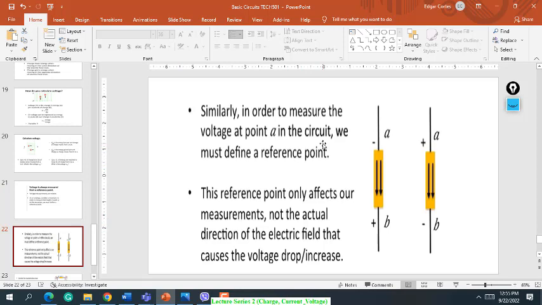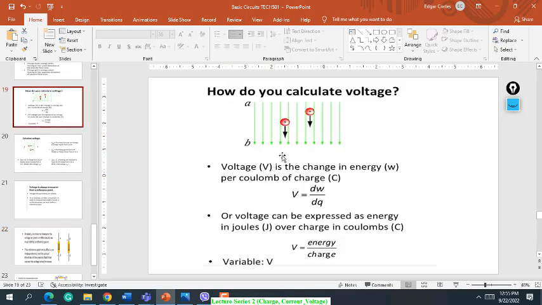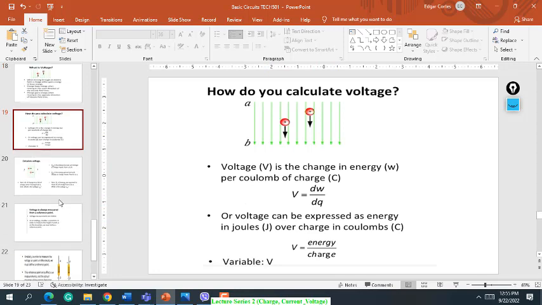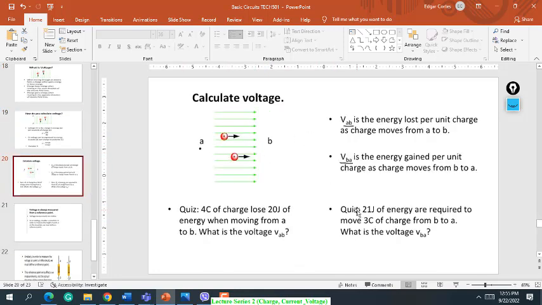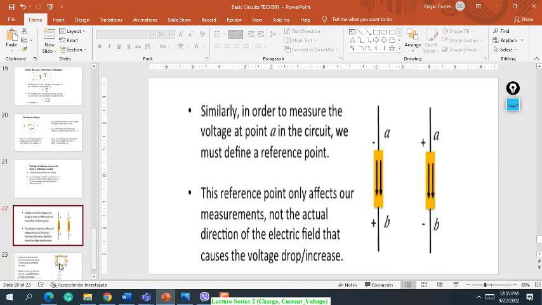Similarly, in order to measure the voltage at point A in a circuit, we must define the reference point. We define the reference point from A to B. That's why we have positive 5 and negative 7, as you may have noticed last time. The reference point only affects our measurement, not the actual direction of the electric field that causes the voltage drop or increase.